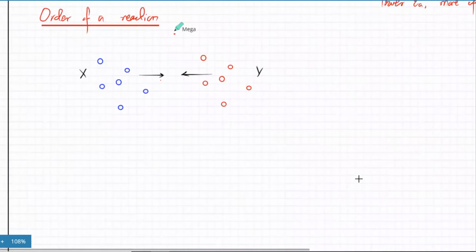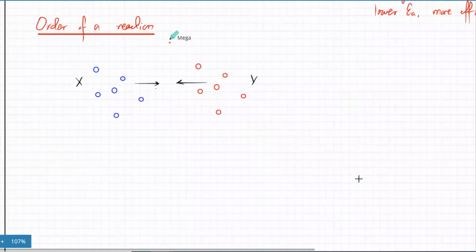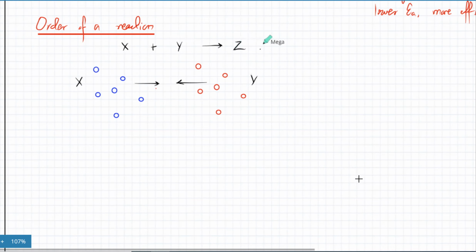Now you have this. You have X and Y reacting. So let's say there is a reaction, and there is a molecule of X reacting with a molecule of Y, X plus Y, and they're supposed to react together to form, let's say, some other random molecule which is Z. And the reaction is happening.